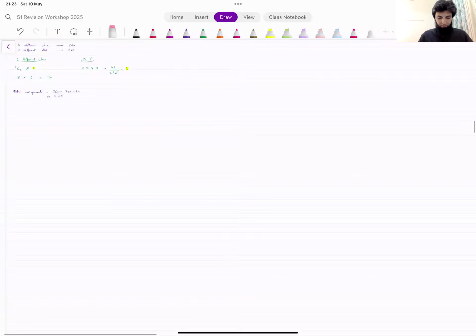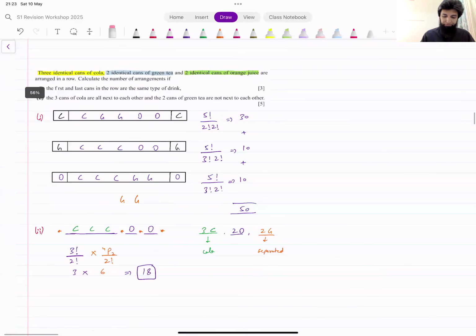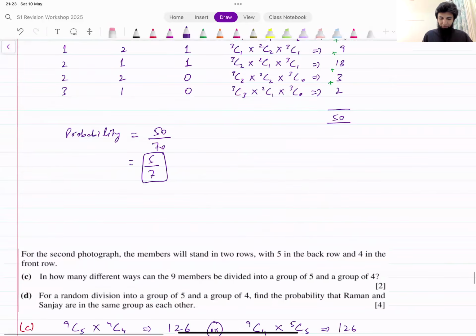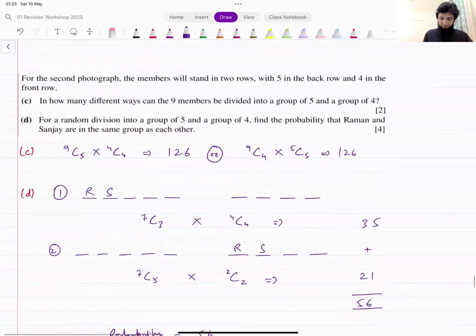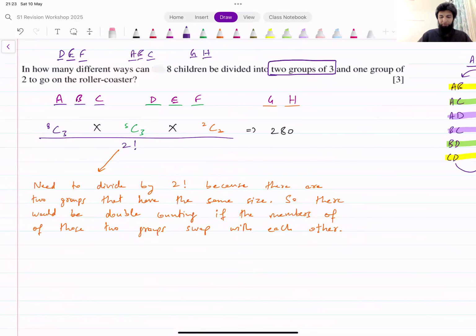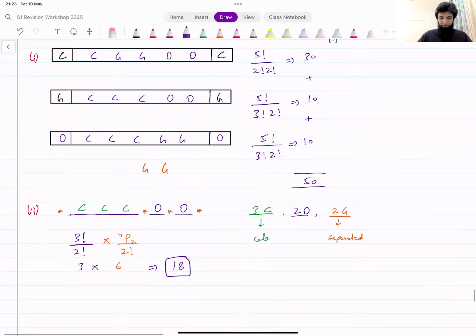Just 2-3 more examples quickly. So in the previous case, we did not have equal size groups, right? In this case, we did not have equal size groups, so we did not have to do that. In this case, we did have equal size groups, so we have to divide by 2 factorial because of that.